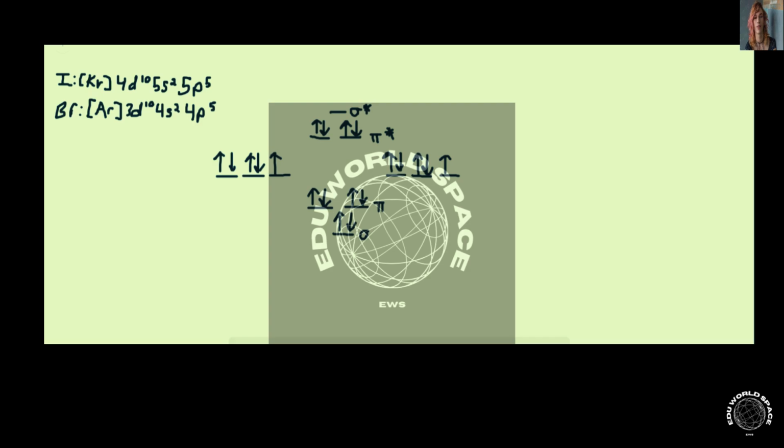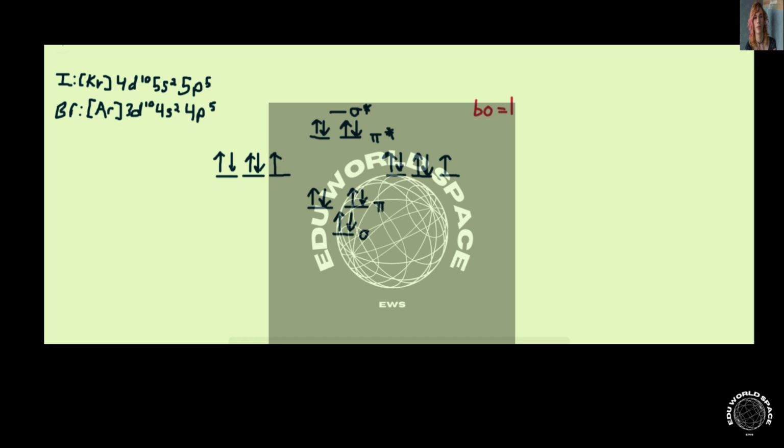When we fill electrons in our anti-pi orbitals, that's going to cause our bonds to weaken. So these electrons in our anti-pi orbitals are effectively going to cancel out the strength of bonding from our pi bonds. So we're only going to have sigma bonds, one single bond. So our bond order is going to be equal to 1.